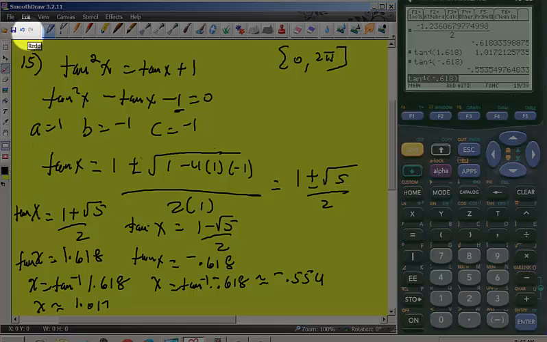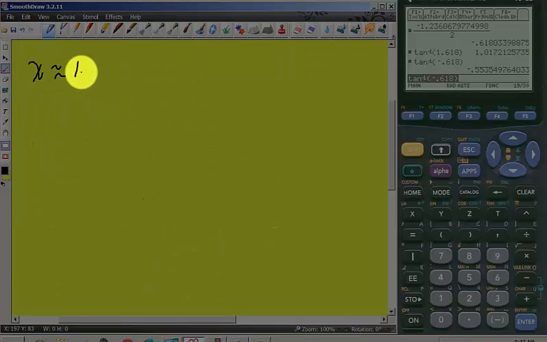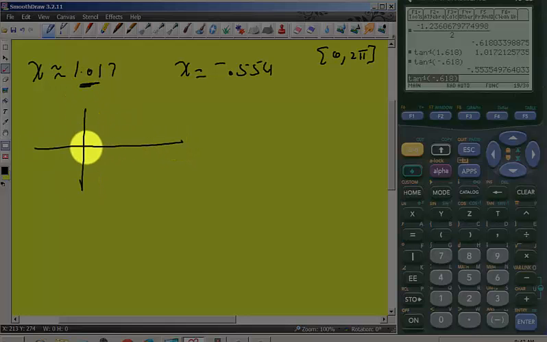I have two solutions, 1.017 and negative 0.554. I need more space, so I'm going to clear this out. Okay, x is equal to 1.017, and x is equal to negative 0.554. All right, I do have a domain restriction here that is going from 0 to 2 pi. Okay, this angle right there is 1.017. Okay, that's where the tangent was positive.